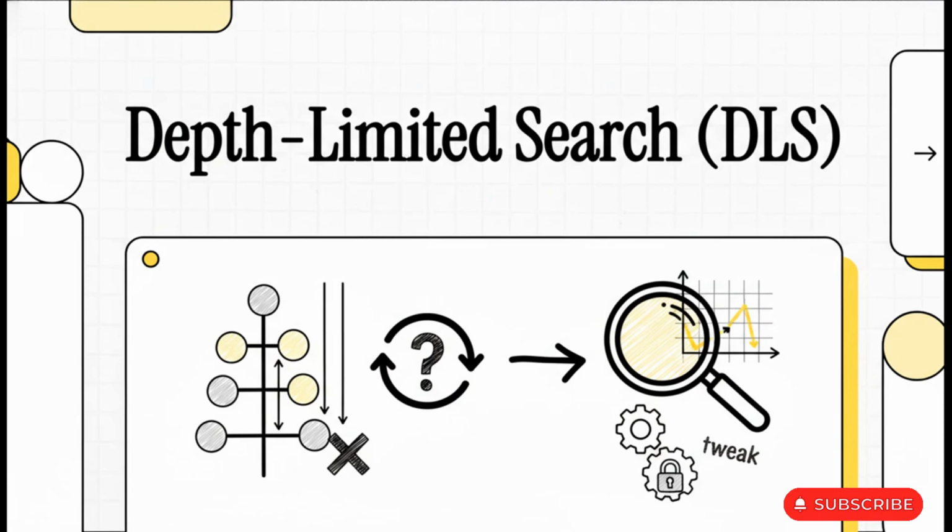All right, today we're talking about a search algorithm that's got a really clever safety switch built right in, depth-limited search. We're going to see how it takes a classic algorithm, depth-first search, and adds one simple little rule to stop it from going completely off the rails.